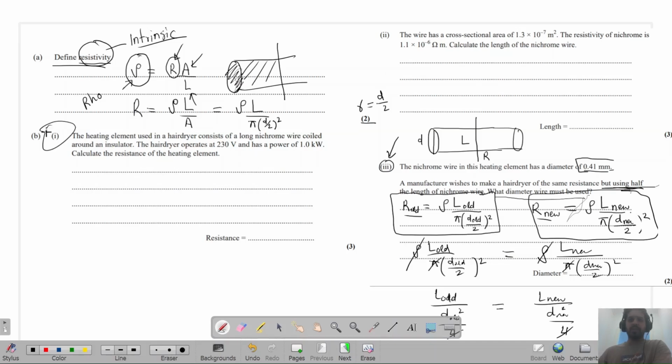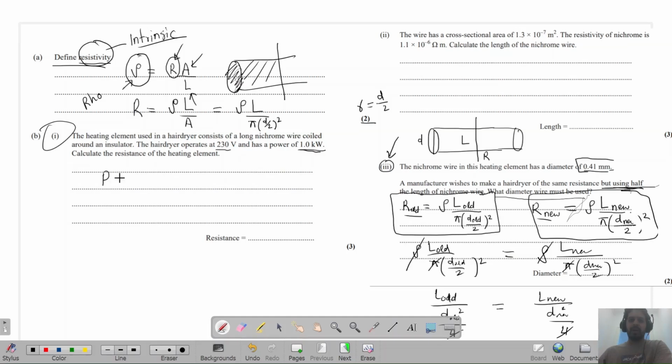So this question right here says that the heating element used in a hairdryer consists of long nichrome wire coiled around an insulator. The hairdryer operates at 230 volts and has a power of 1 kilowatt. Calculate the resistance of the heating element. So we are asked to find resistance and we are given voltage and power, right? So of course we cannot use this equation which we wrote down for resistivity. We have to use an equation which includes power and voltage, which is very easy.